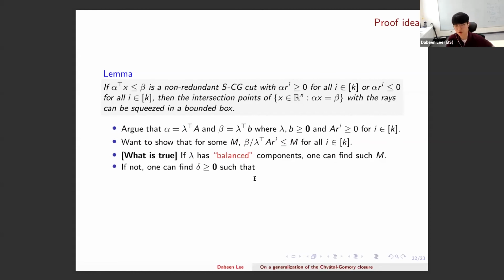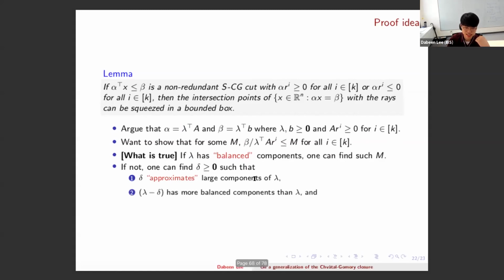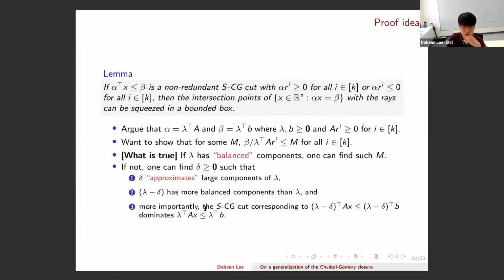So if not, what we do is we find another multiplier that is approximating large components of the initial multiplier lambda, and then set the other components to 0. Okay. And then you just take out this delta from lambda so that you make it more balanced. And more importantly, we want to show that the corresponding SCG cut dominates the original one. Okay. We can prove that such a vector delta exists.